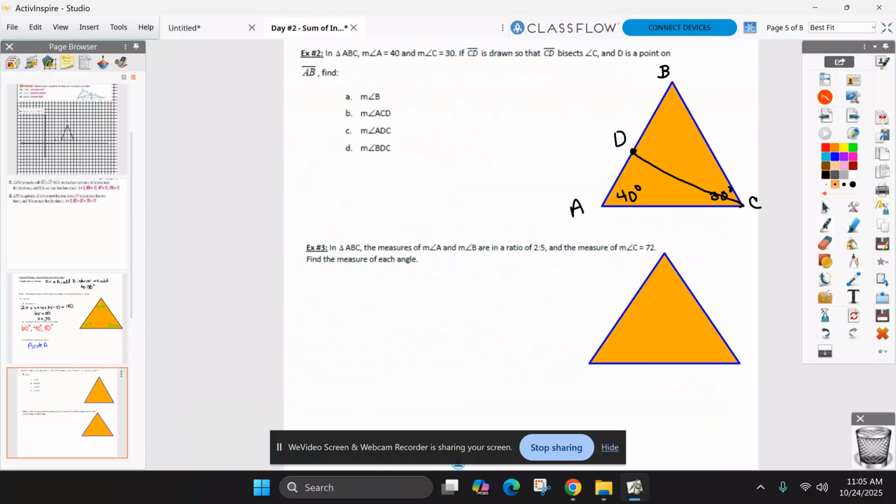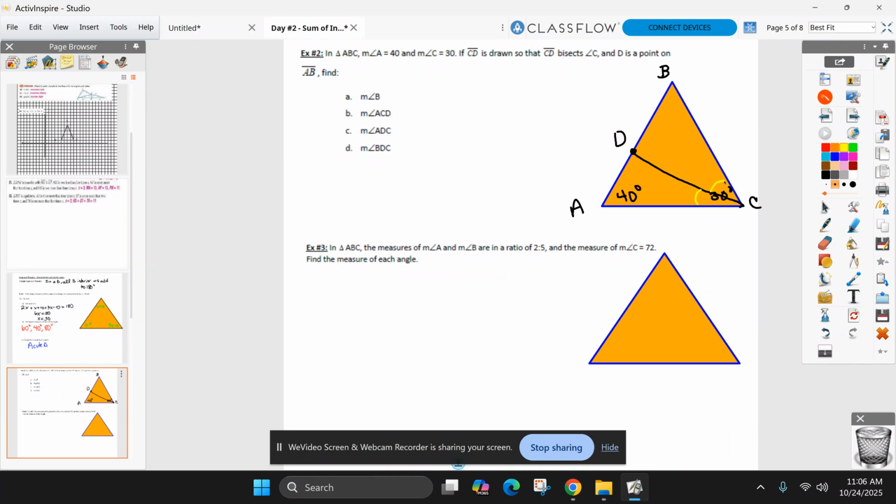Anything else here, Fiona, I can throw on? The tick marks on AD and DB. Is D a midpoint? What's it bisecting? The angle or the side? The angle. Okay, not the side. So congruent marks on C.